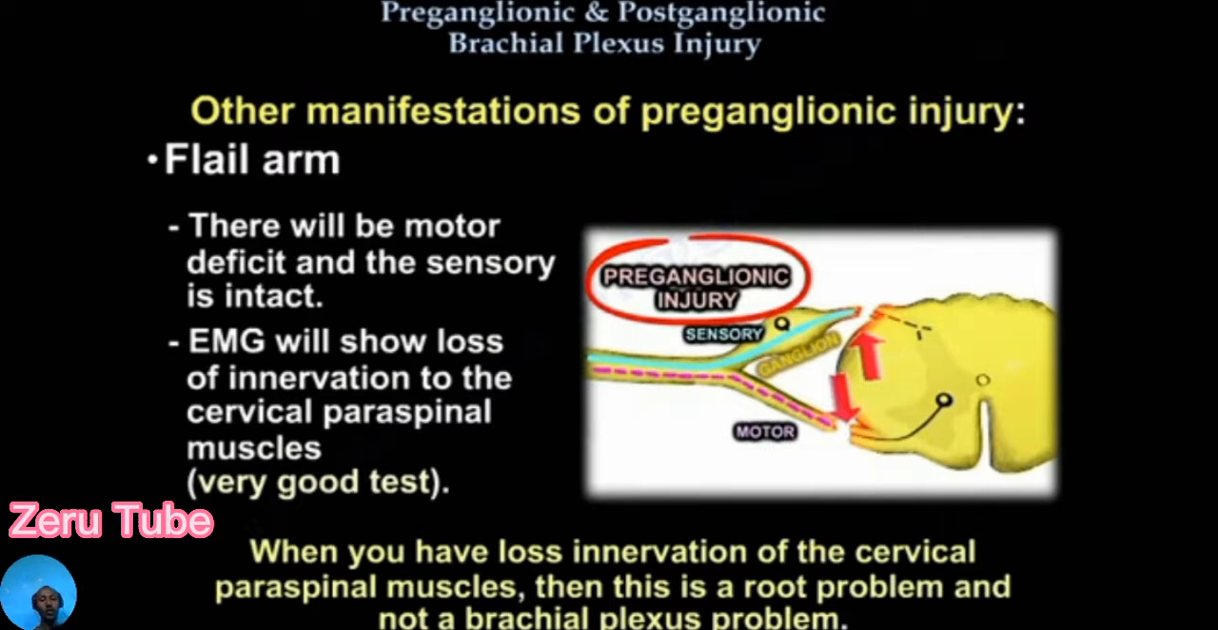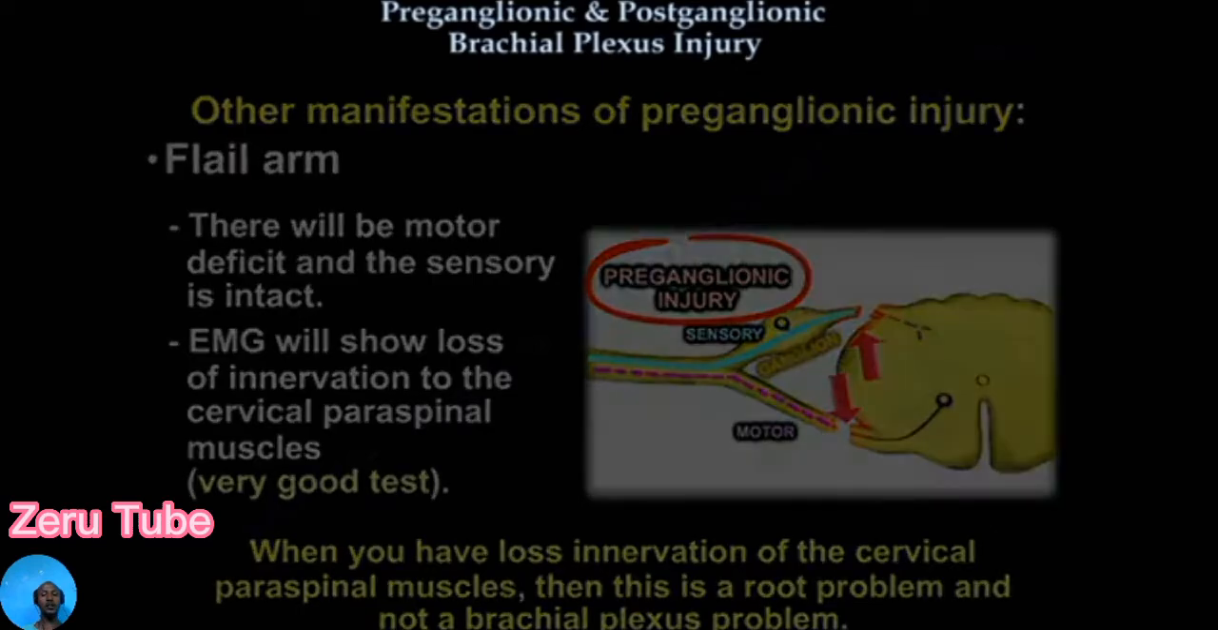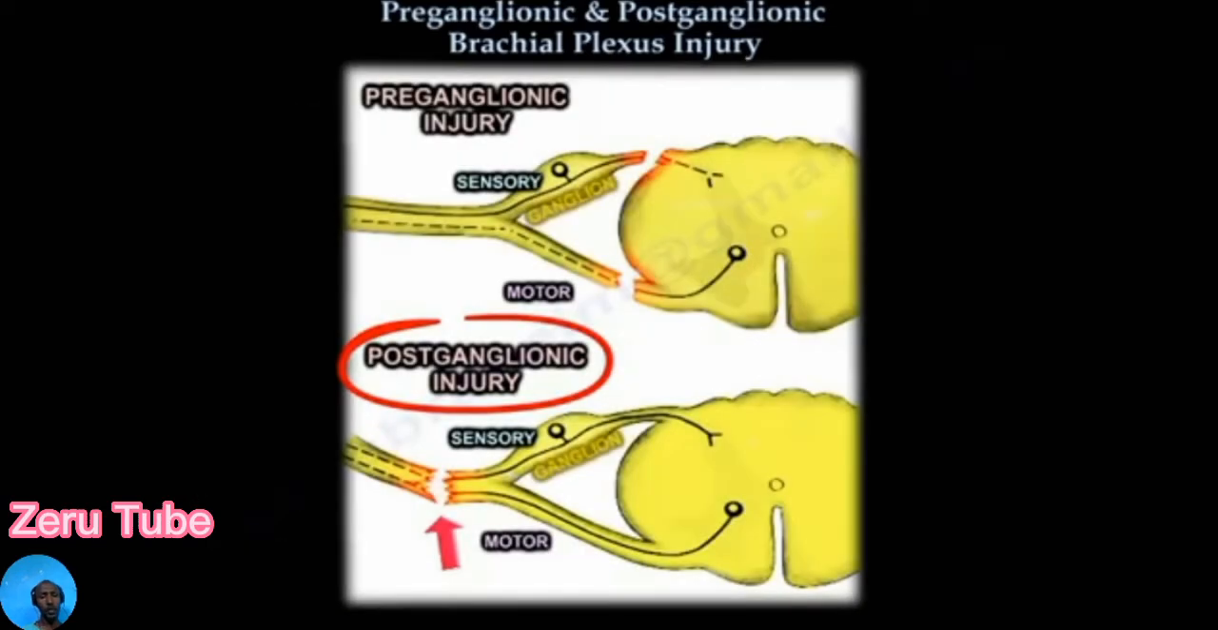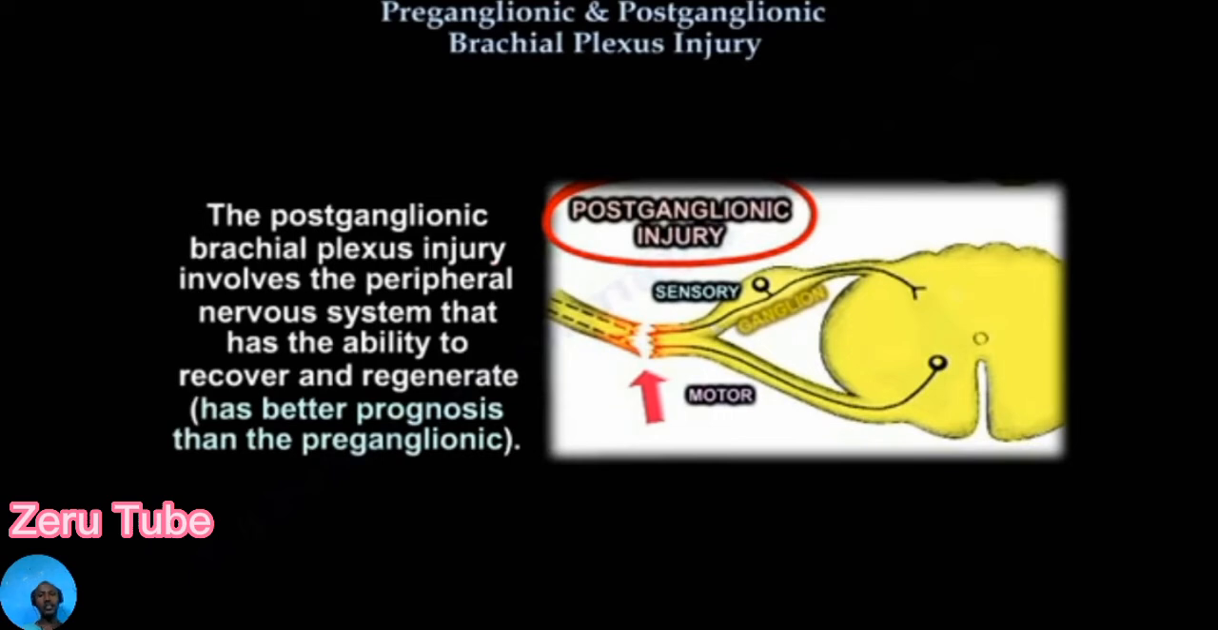Don't consider it a brachial plexus injury, because this commonly originates from the spinal cord. So this is not a brachial plexus problem related to paraspinal muscle problems. So this is a preganglionic injury. Next, let us see about postganglionic.